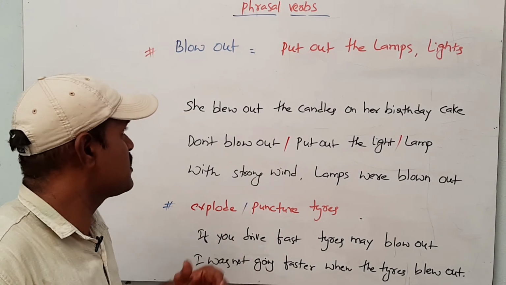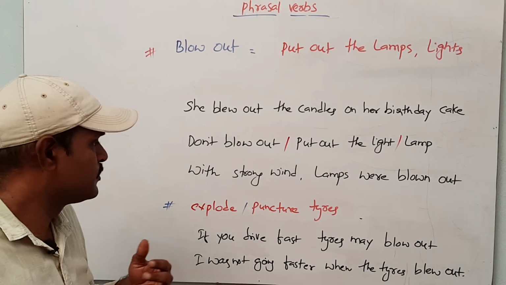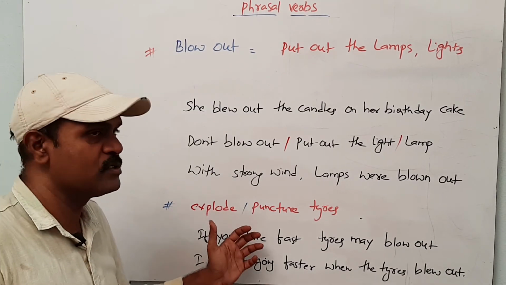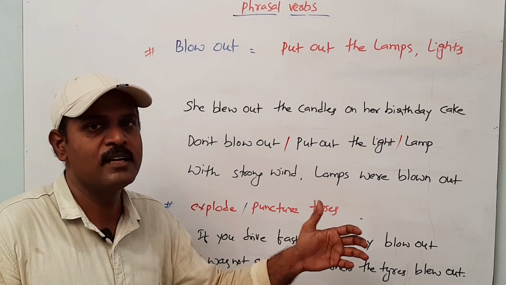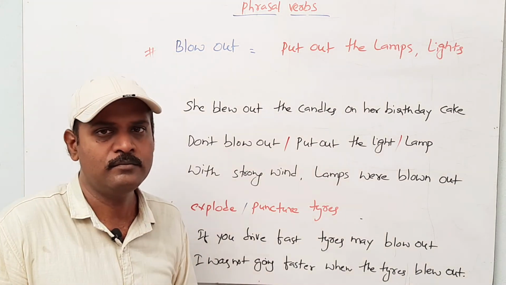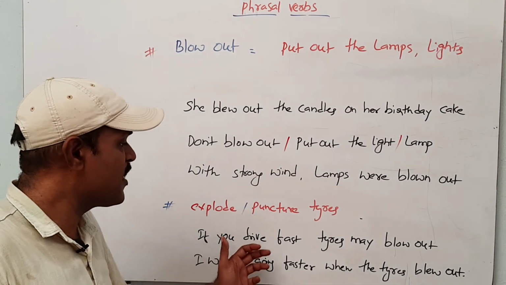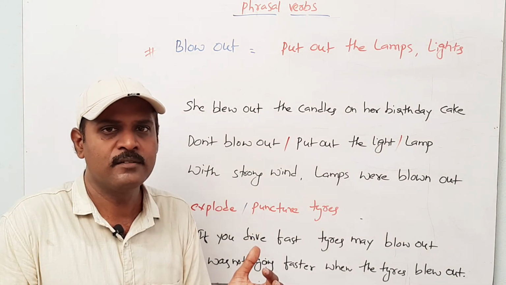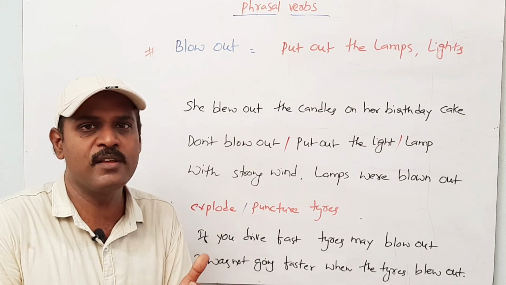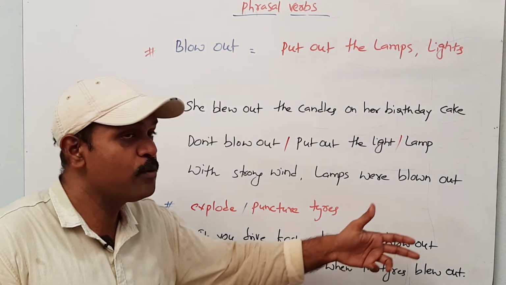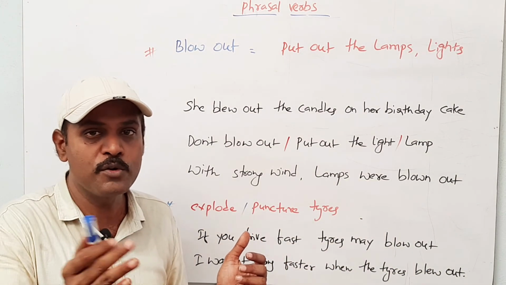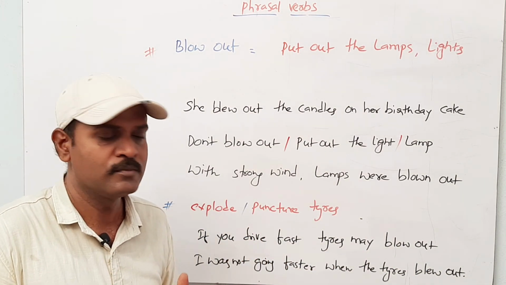Okay. The next usage of this phrasal verb, that is another meaning of blow out, is explode or puncture tires or anything. For example, if you drive fast, tires may blow out. Because of high pressure, because of rash driving, the tires may blow out. So, don't go fast, go slow. I am advising you.